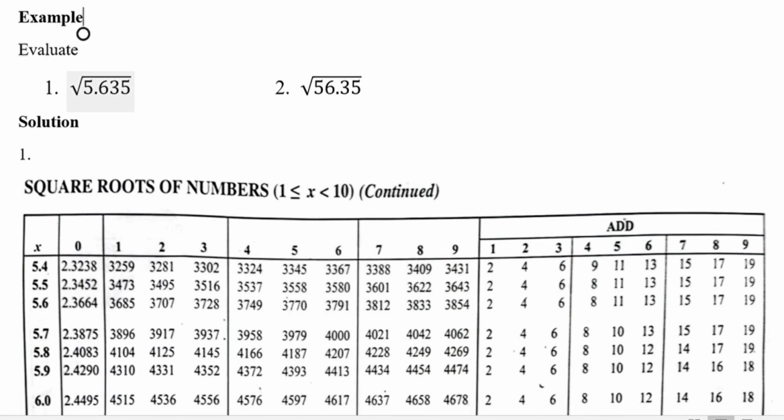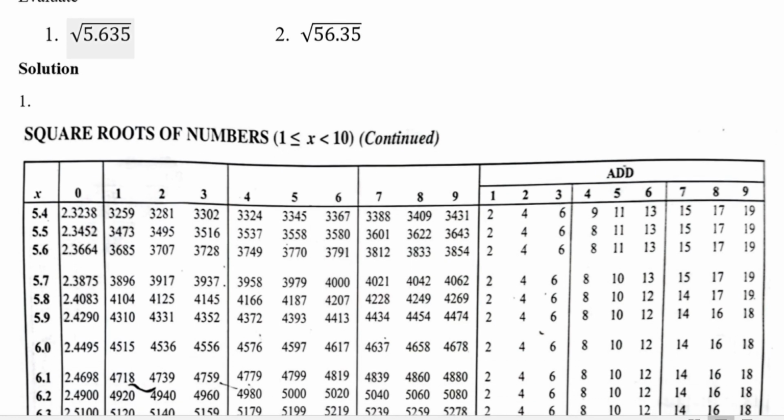You need to note that square root tables are of two sets. There is the one which gives square roots for numbers between 1 and 10, and there is the one which gives square roots of numbers between 10 and 100. Looking at the number we have here, 5.635, this number lies between 1 and 10, and therefore we shall look for its square root in this table.